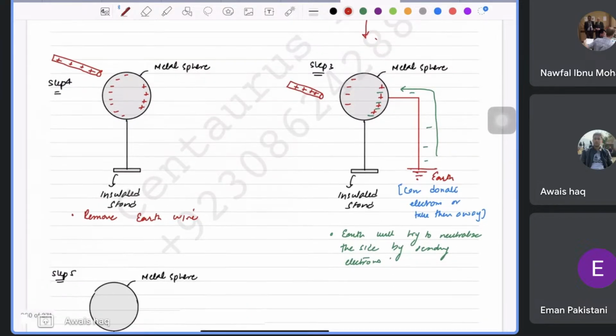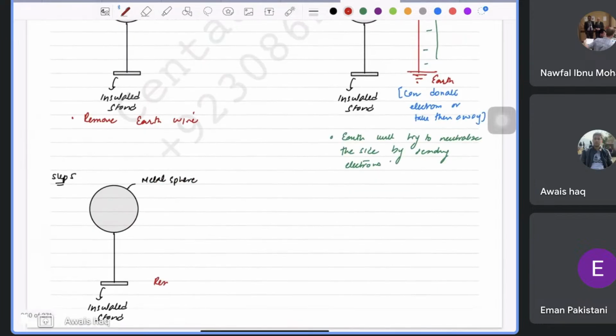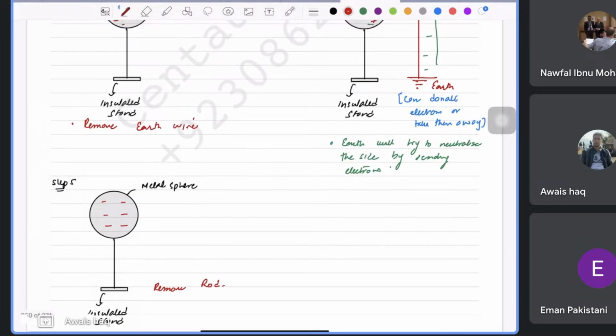And then we would remove the rod. When we remove the rod, then this metal sphere will be dominantly negative, and now we have charged it as a negative sphere. Do you guys understand this?